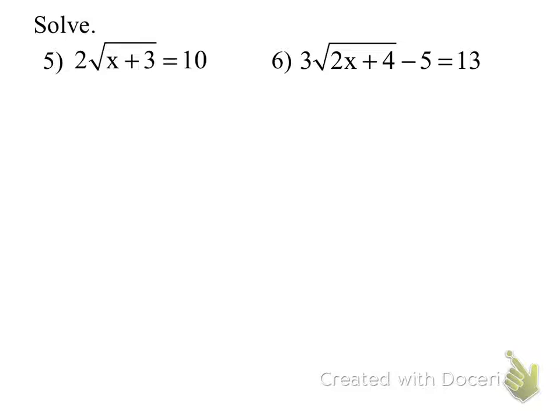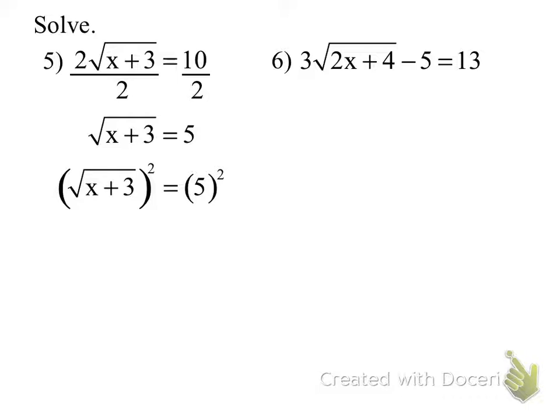Okay, next one. What do you think we do first? Eric? You divide it by 2. Divide both sides by 2. Okay. And we are left with the quantity of the radical x plus 3 equals 5. Next step, Leo. Square both sides. Jaden, what am I left with? You're left with x plus 3 equals 25, and you subtract 3, and you get x equals 22. Okay, why don't you try number 6? It's putting it all together. Pause the recording and do number 6.